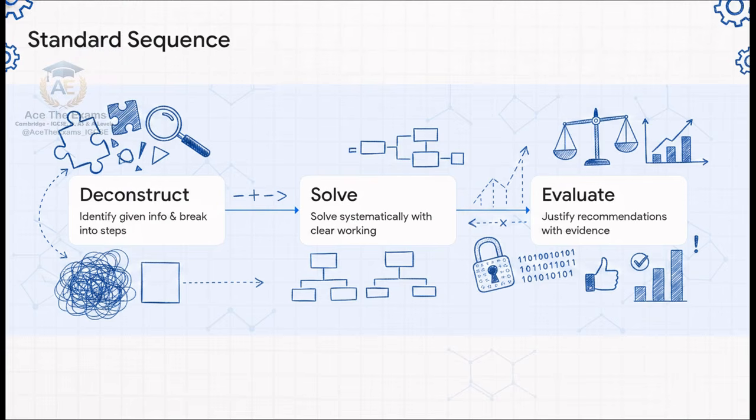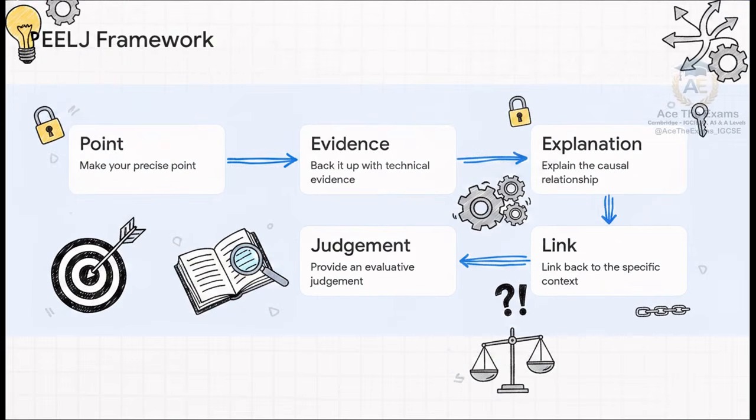This is literally the exact process they want to see. To actually write this out in a long response, use what we call the PEEL-J framework. That's point, evidence, explanation, link, and judgment. You make your precise point, back it up with technical evidence, explain the how and why, link it right back to the specific exam scenario, and finish off with a solid evaluative judgment. It forces you to think like an examiner, which is exactly how you grab those top marks.